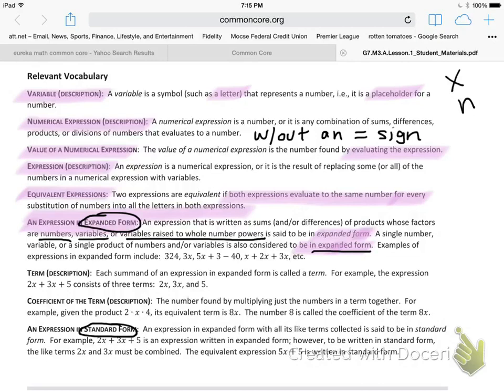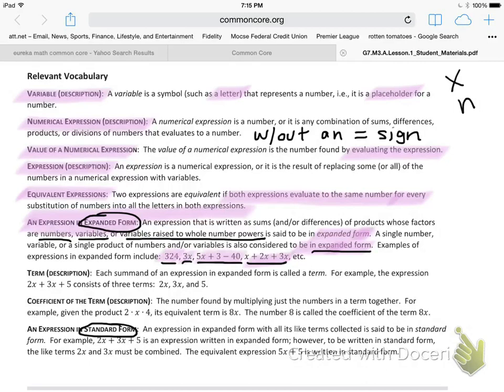So let's just look here. Examples of expanded form could just be the number 324. 3x, very simply, just 3x itself. 5x plus 3 minus 40 is also considered expanded form. And then x plus 2x plus 3x is also considered expanded form. These are all considered expanded form.